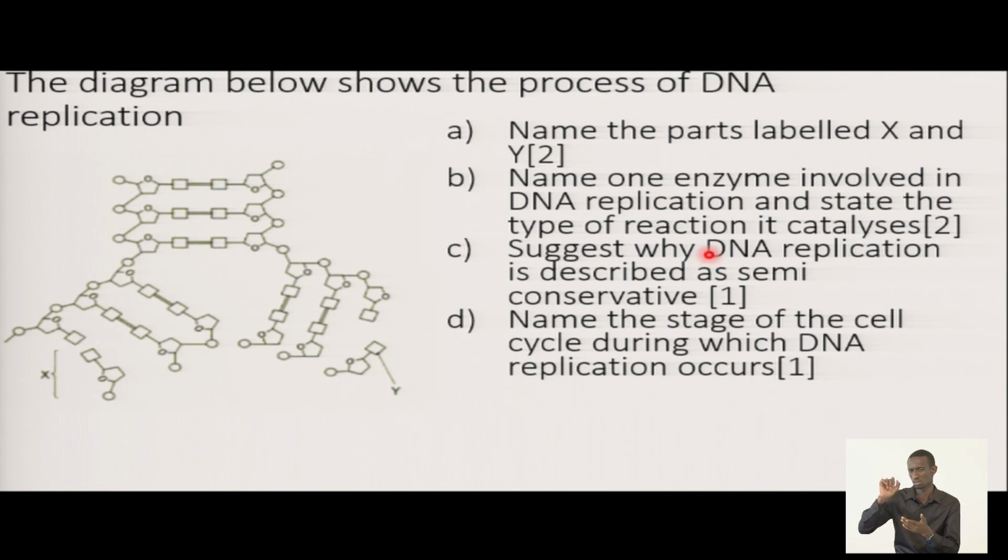Name one enzyme involved in DNA replication, and state the type of reaction it catalyzes. Your choice. Suggest why DNA replication is described as semi-conservative. Come on, you guys. We watched the clip. We saw the sum up of the images. Semi-conservative, as in half is kept, half is new.